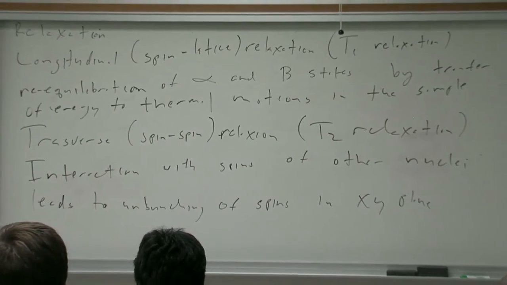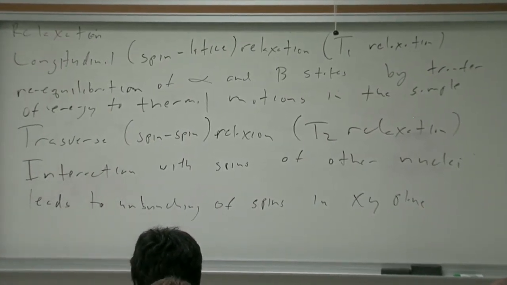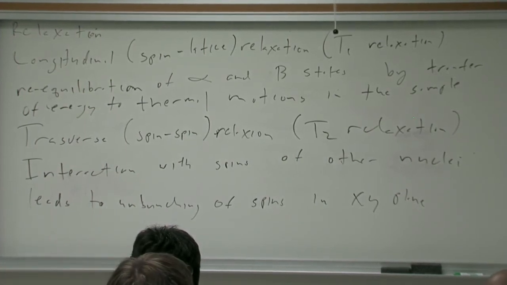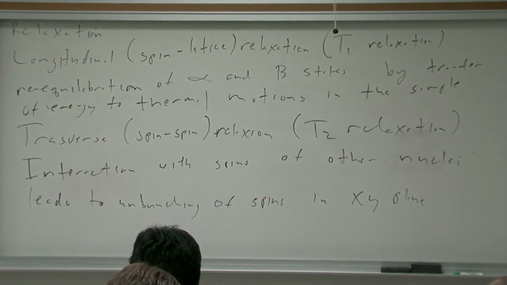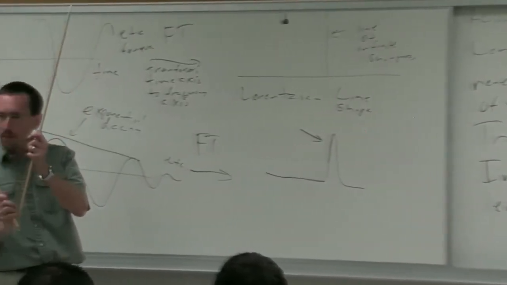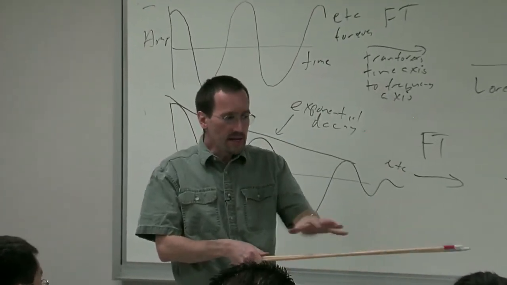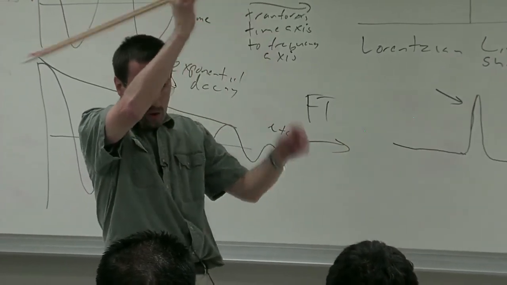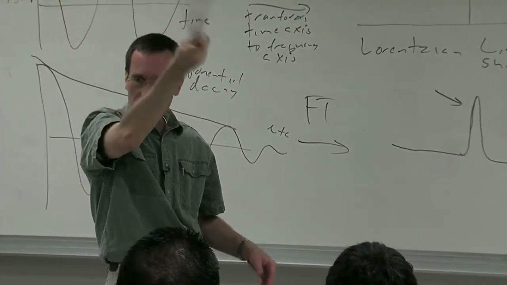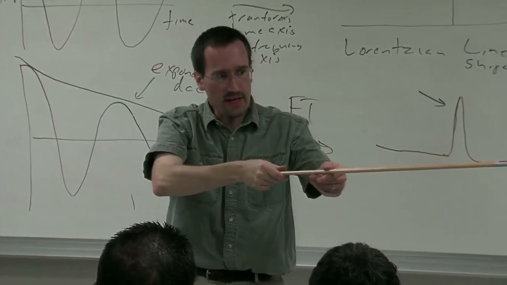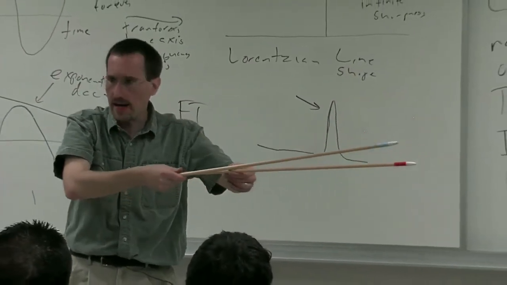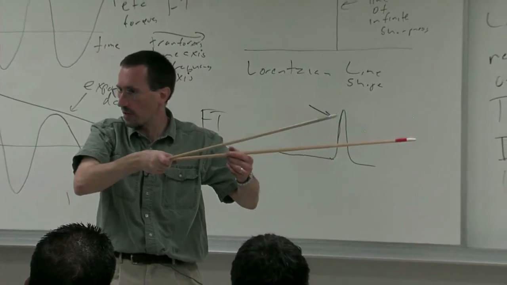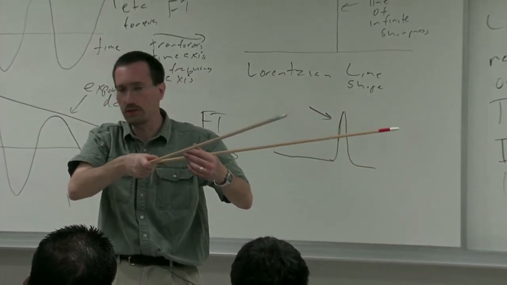Where does it lead to? Unbunching of spins in the xy plane. So interaction with spins of other nuclei leads to unbunching of spins in the xy plane. What does that mean? Well, remember I said when we applied our pi pulse, all of our net magnetization was along the xy plane, and all the spins of the same type are precessing together. But if they unbunch, if due to getting tickled by other nuclei, some precess a little faster and some precess a little slower. I'm talking now for one type of nuclei, like the hydrogen in chloroform.